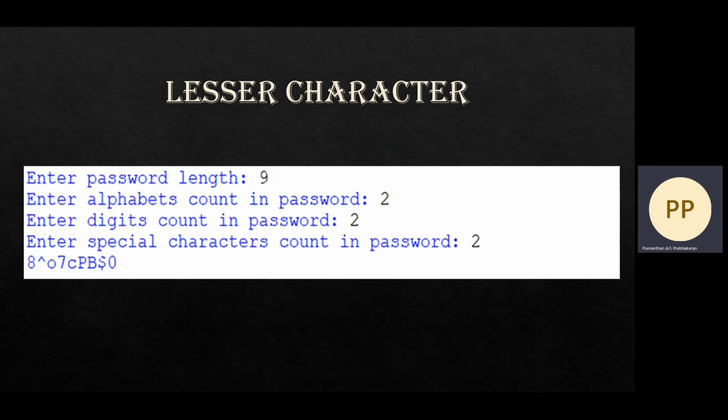Next, the final one, fewer characters. Same, the password length is 9 and the alphabet count inputted by the user is 2, followed by digit count also 2 and finally the special character count also 2. So now you can see the length of the password is 9 and the characters are fewer than the password length. As we coded, it adds random characters and generates the password. So below you can see the password is generated by adding 2 more random characters.